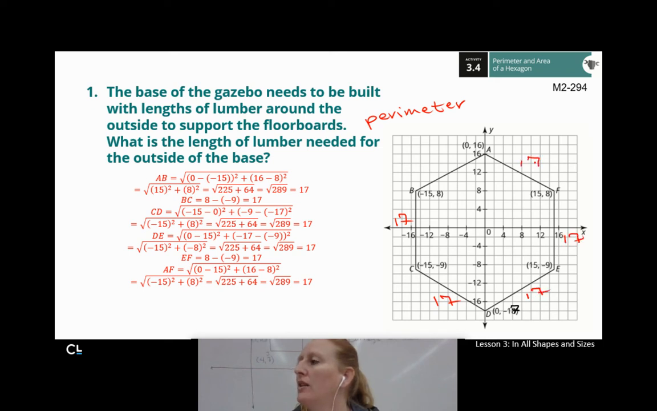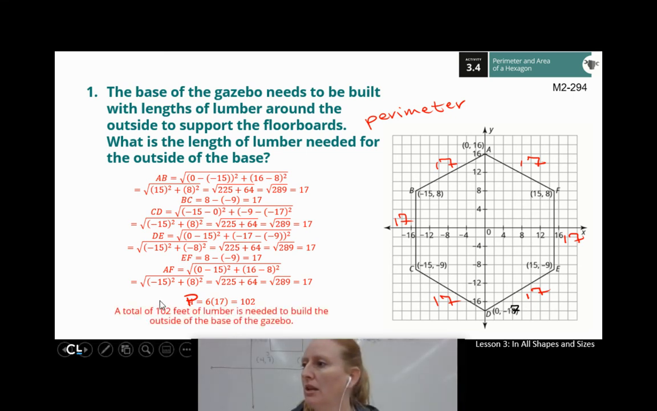Okay. So all of these are 17. Now, I could do 17 plus 17 plus 17 plus 17 plus 17 plus 17, but I'm lazy. So I did 6 times 17 instead. And that says perimeter. Oh, that should say perimeter, not area. Wow, typos, Miss Scott, typos. So perimeter is 102. So it looks like we're going to need 102 feet of lumber to build the outside of the base of the gazebo, just to make sure we can have something to lay our floorboards on.